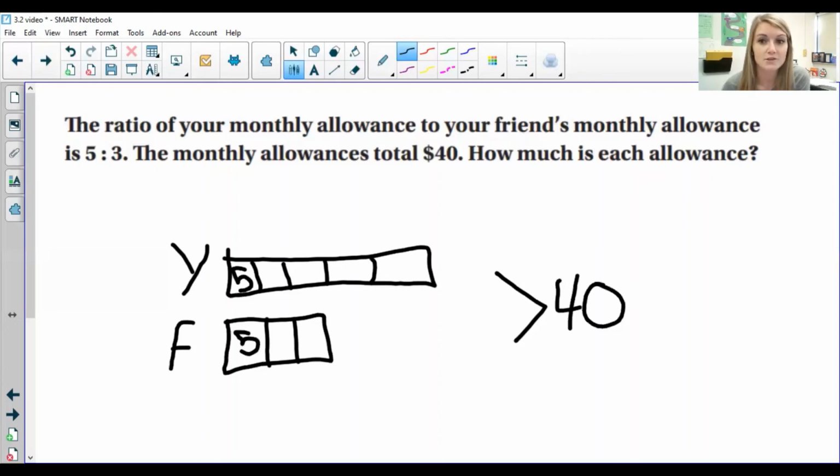That's not all we need to find out though, because it's asking how much is each allowance. So what's my allowance and what's my friend's allowance? Well, how many boxes do I have? 1, 2, 3, 4, 5. So what's 5 times 5? 25. So, oops, that's kind of an ugly sign, but that's okay. My allowance is $25. And what's my friend's? 1, 2, 3. What's 5 times 3? That was a little better. See, I'm getting better. This will be great by the end. 15. My allowance is 25, my friend's is 15.